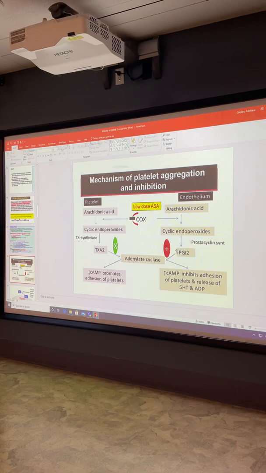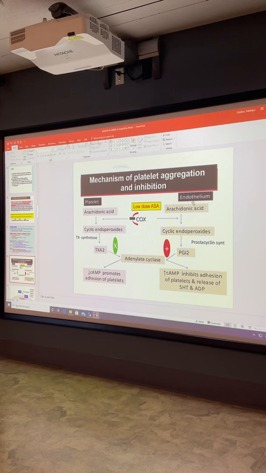Okay? Prostacyclin stimulates adenylate cyclase. Thromboxane A2 inhibits adenylate cyclase. So when thromboxane inhibits adenylate cyclase, it reduces the formation of cyclic AMP. And by doing so, it does affect the adhesion of platelets. When prostacyclin is formed, there is more cyclic AMP that is formed, and this cyclic AMP is the one that inhibits the adhesion of platelets and the release of its granules.